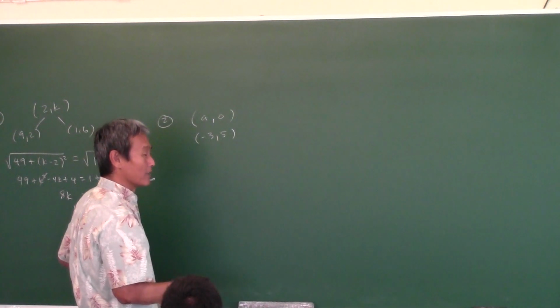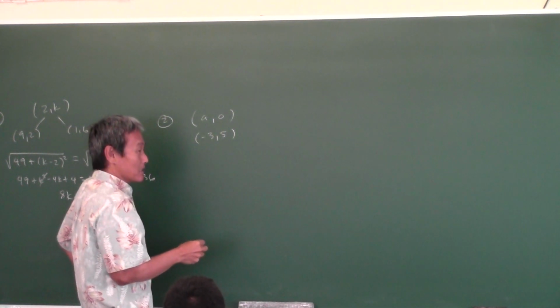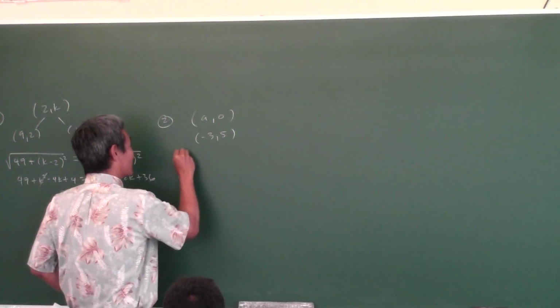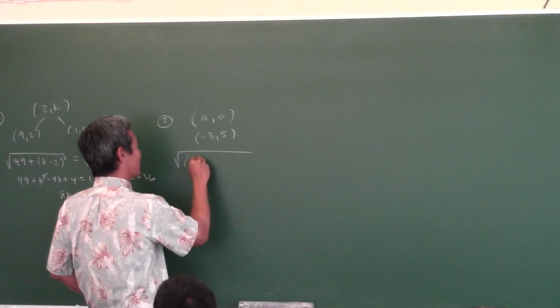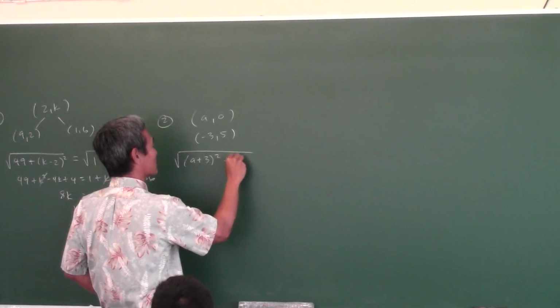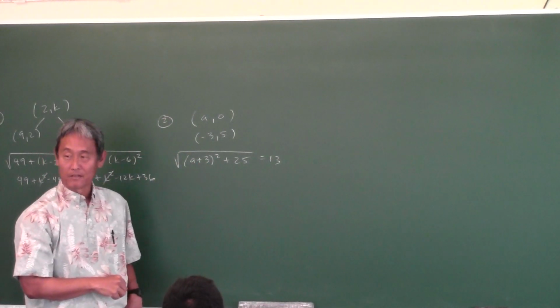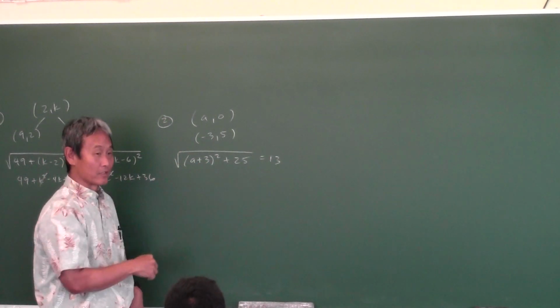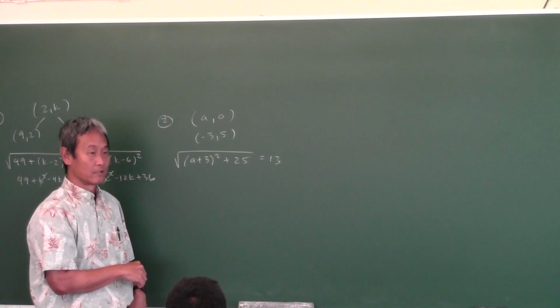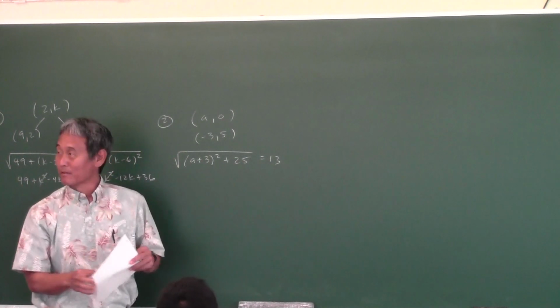So what do you think I'm going to do? It rhymes with distance formula. You use the distance formula. The square root of (a plus 3) quantity squared plus 25 is equal to 13, and then just solve that equation. You guys can take it from there. It's a quadratic equation, so there's going to be 2 answers. I think you guys can take it from there.